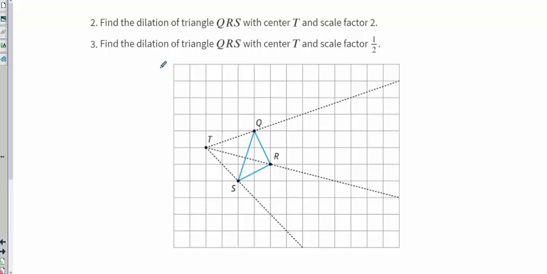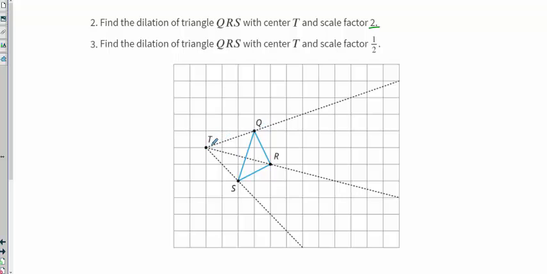Okay, number 2 says find the dilation of triangle QRS, this triangle here, with a center of T and a scale factor of 2. So now our scale factor is 2, so we already have our rays drawn through the points from our center of dilation. And we're going to use a scale factor of 2.